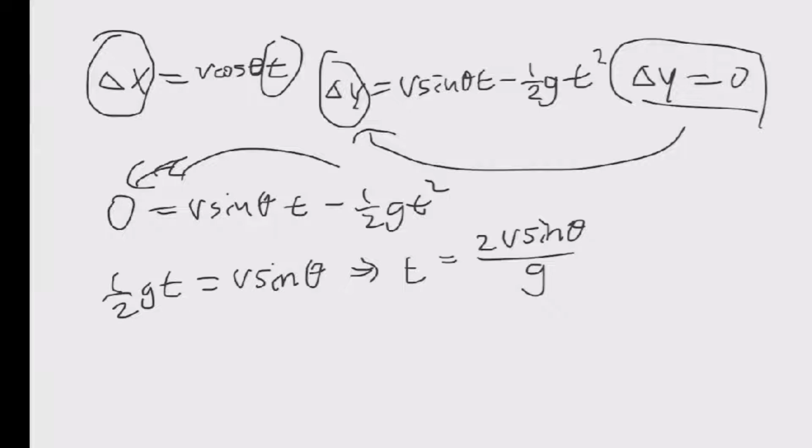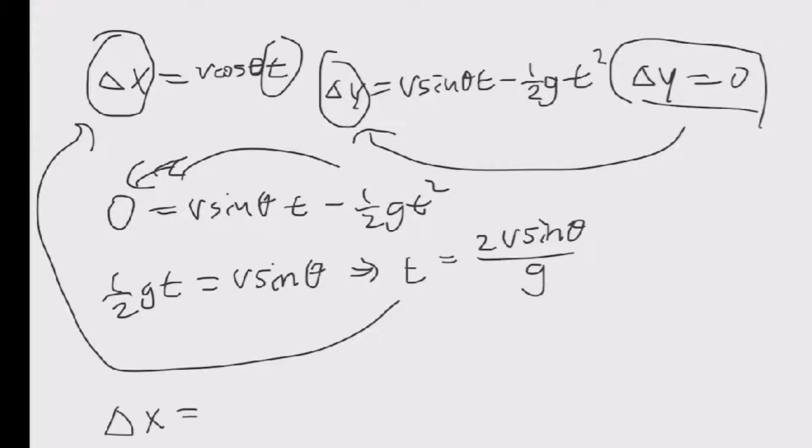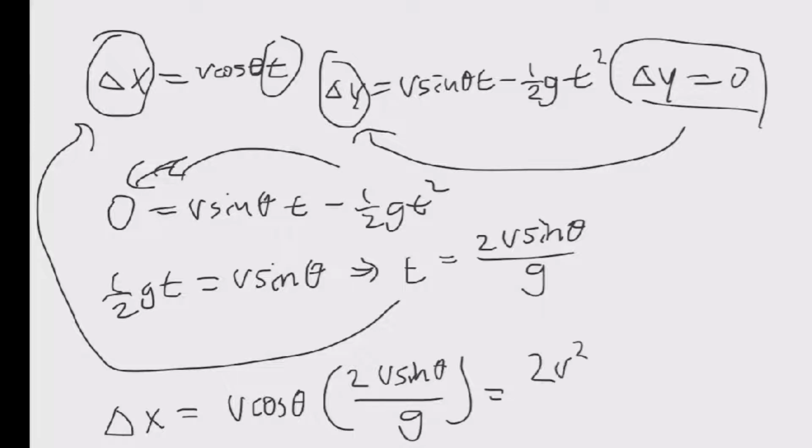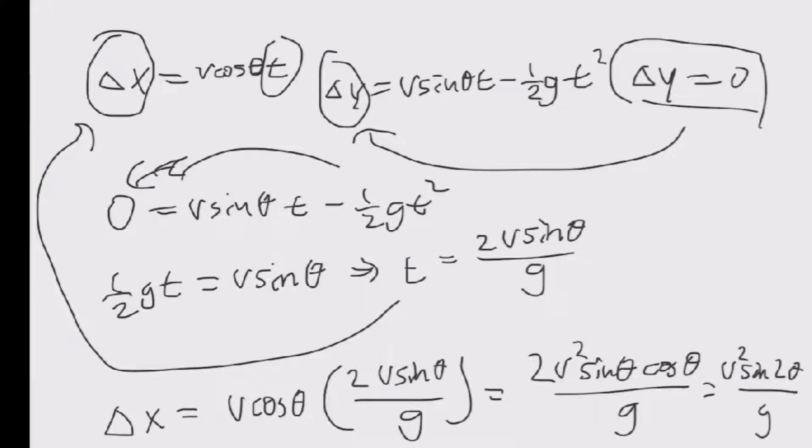Now, for the final step, we need to plug it back in here, and that will give us delta x is equal to v cosine theta times 2v sine theta over g. So this is 2v squared sine theta cosine theta over g. And if you want, you can also write this as v squared sine of 2 theta over g. All right, so that's just our answer.